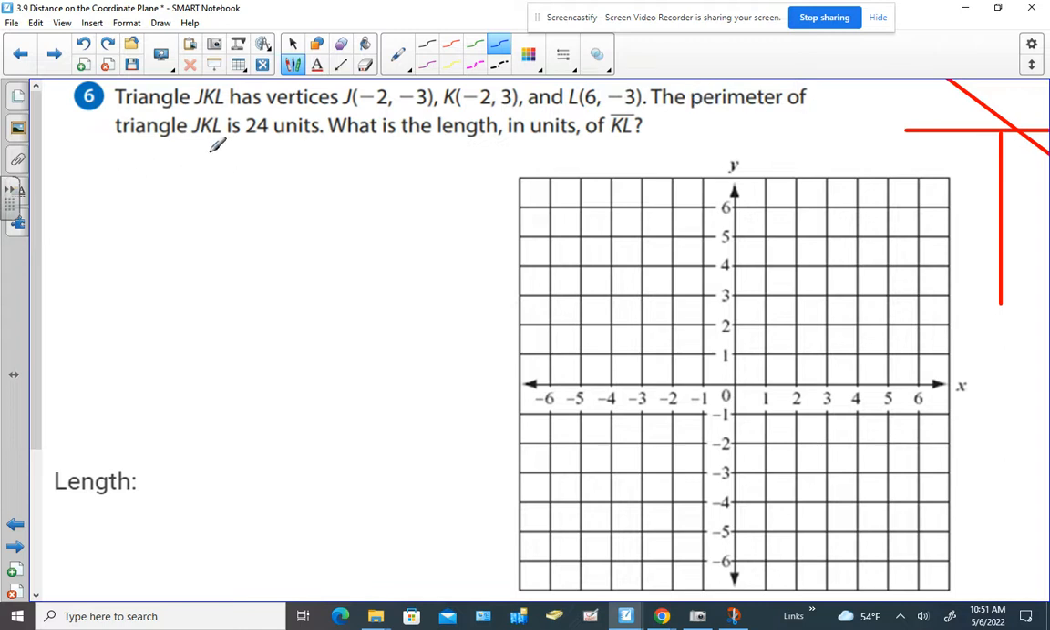Triangle JKL has vertices J (-2, -3), K (-2, 3), and L (6, -3). The perimeter of the triangle JKL is 24 units. What is the length in units of KL?